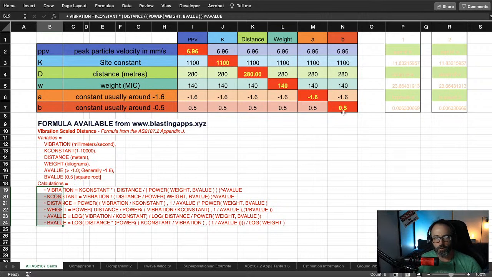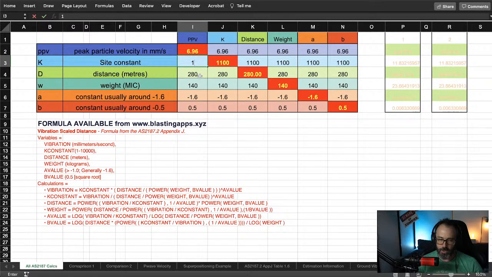So the red ones are getting calculated, all the other colors are adding to the calculation. So let's say I know my site constant. Now one that's set in the AS2187 is 1140. That's a standard. They said start with a standard, and 1.6. Now the 0.05, this is the square. That shouldn't be negative either. This is a square root, so any value to the power of 0.5 is a square root. Rightio. Okay.